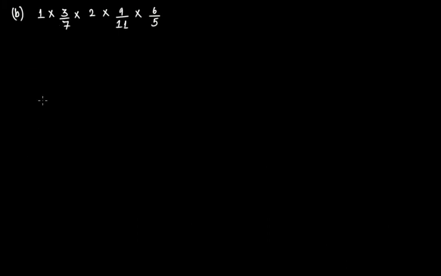In this second problem, we have 1 times 3 over 7 times 2 times 9 over 11 times 6 over 5. Clearly, we have 5 rational numbers. Now, those of you who are thinking these are actually natural numbers, no, this can be written in the form of a rational number, right? We can divide by 1. Now, we have 5 rational numbers.